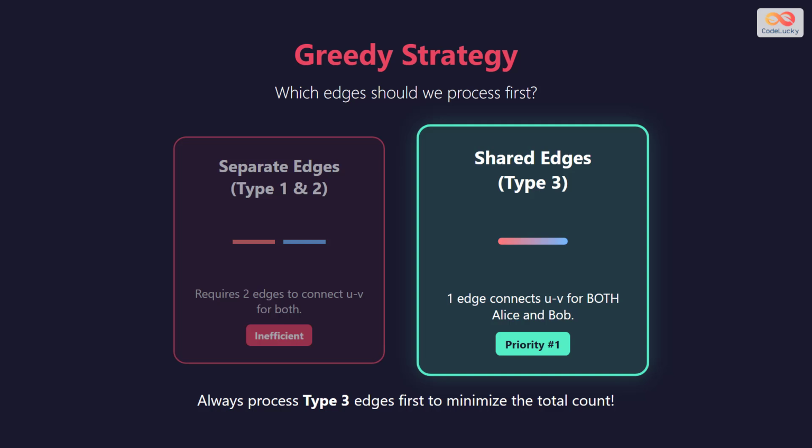Now for the core logic. Which edges should we process first? Type 3 edges are the most valuable because a single type 3 edge connects two nodes for both Alice and Bob simultaneously. It is like getting two edges for the price of one. Therefore, our greedy strategy is to prioritize type 3 edges.